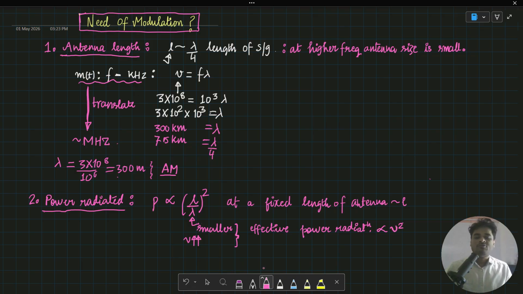That's why you can understand why it is more convenient, or more acceptable, to translate our original signal to a higher frequency, or modulate our original message signal to a higher frequency, because the power radiated by the antenna is higher in case of higher frequency. So this is the second point.